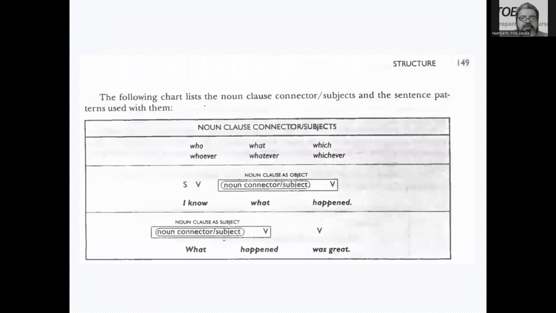Okay, here we got a little chart that lists the noun plus connector subjects in the sentence pattern. We got who, whoever, what, whatever, which, whichever. And again, I know what happened, right? Subject, verb, the noun, connected subject, what happened is the verb. And again, what happened, subject, was great. Right?